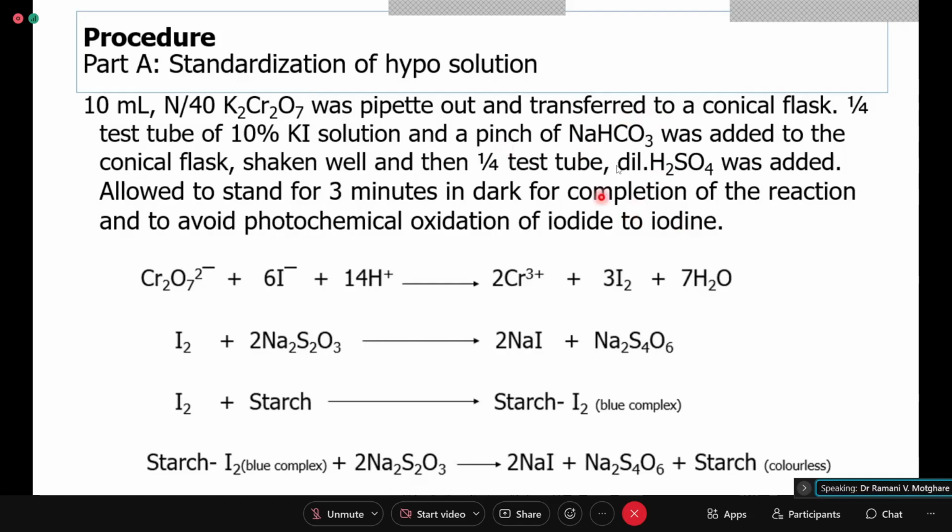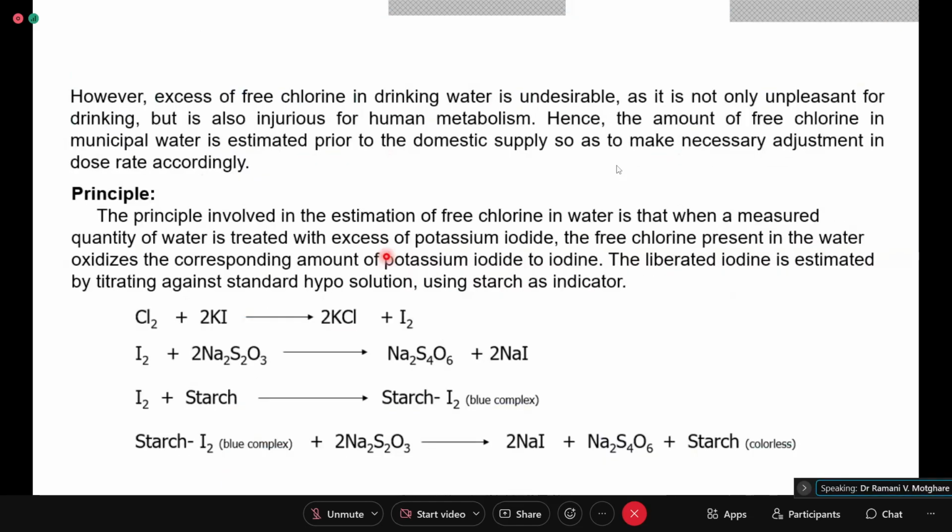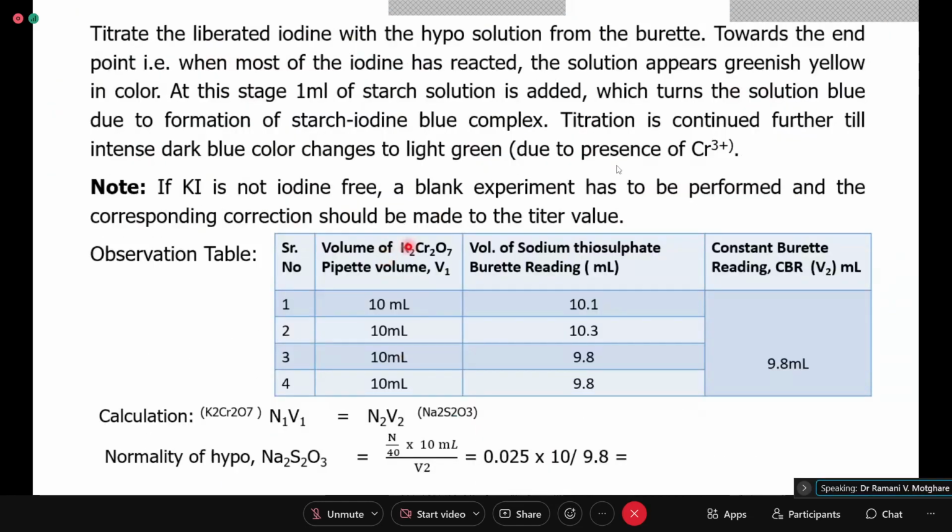Okay, then another thing is, why do you keep it in dark? Again, when acid is there, iodide is there, it may oxidize by itself. Why is this statement written? Somewhere I saw this, no one asked me: if KI is not iodine free, a blank experiment has to be performed and the corresponding correction should be made to the titer value.